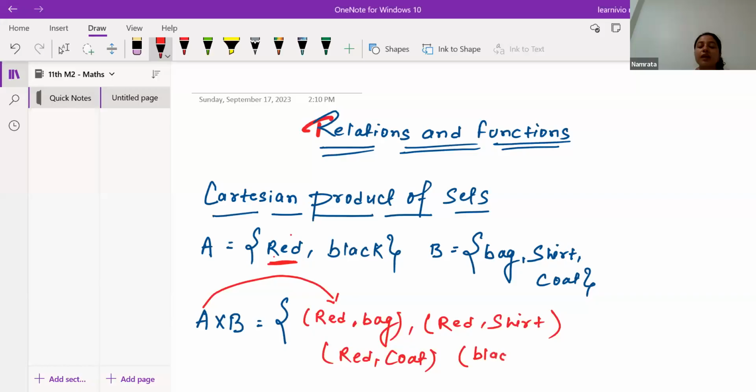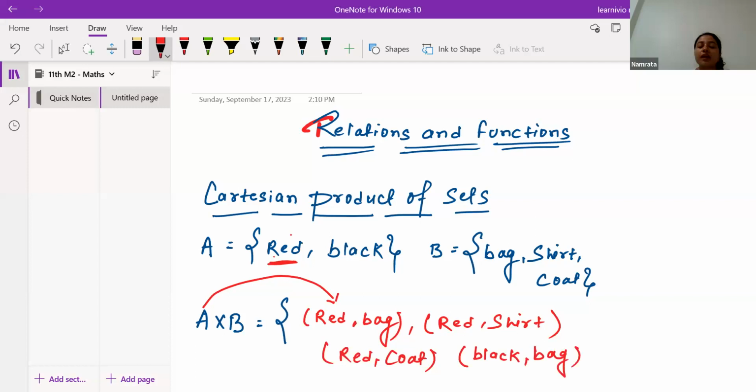Similarly, we will make the combination of black color. We will take black color, and a bag can be of black color. Similarly, a shirt can be of black color, so black shirt, then black coat. And this way we are writing all the possibilities.